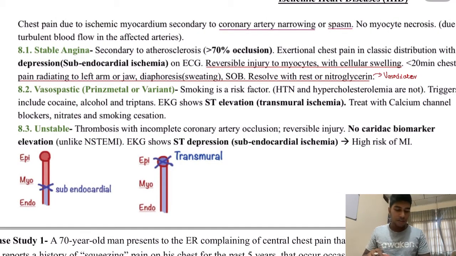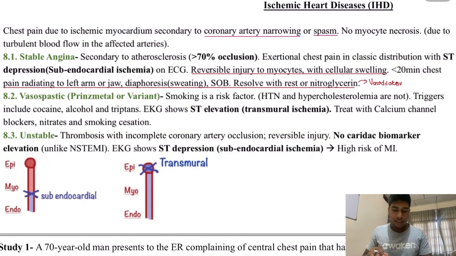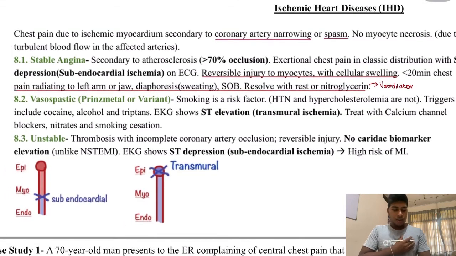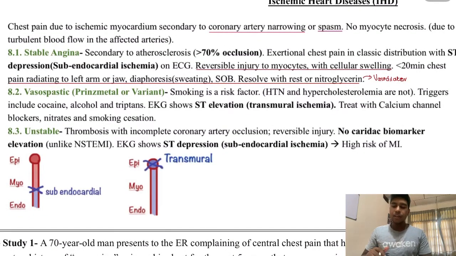Next, I talked about vasospastic or Prinzmetal angina. It is not caused by hypertension, high blood pressure, or high cholesterol. Smoking is the risk factor. So let's say you're doing cocaine or alcohol or you're smoking, and suddenly you get this chest pain. You don't have hypertension, but you're a chronic, long-term smoker, or you're doing drugs, and you get this sudden chest pain. And how do you treat it? It's usually with calcium channel blockers, nitrates, and smoking cessation.